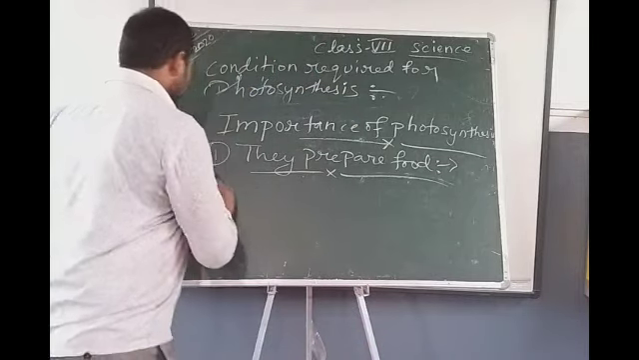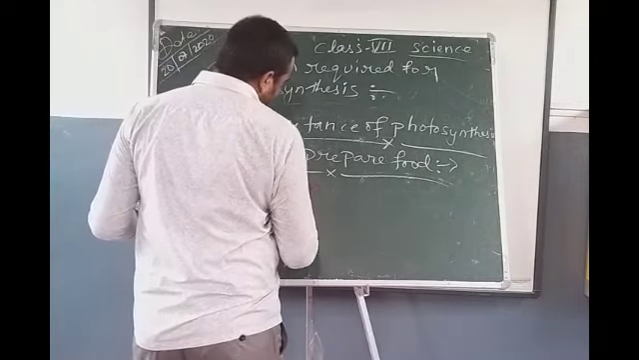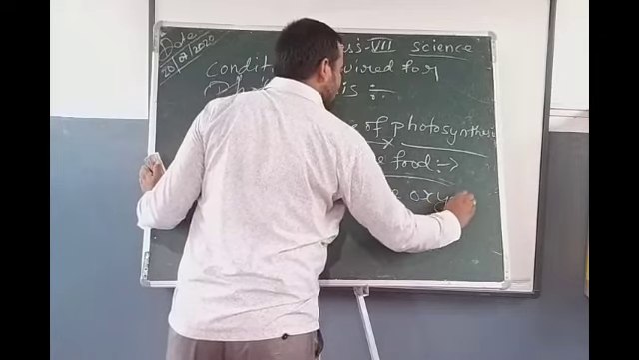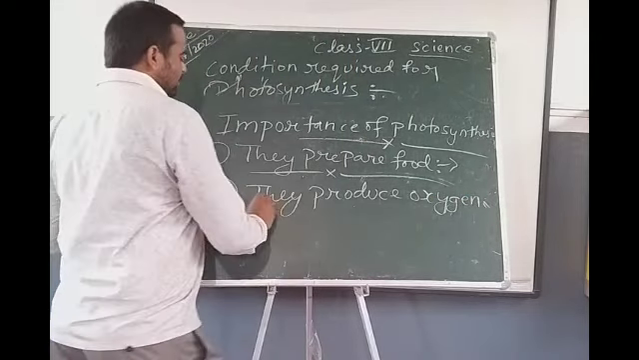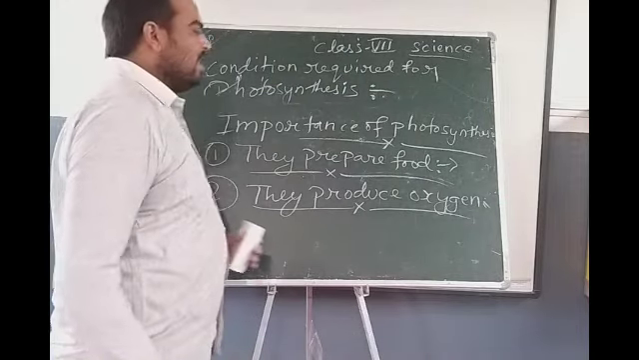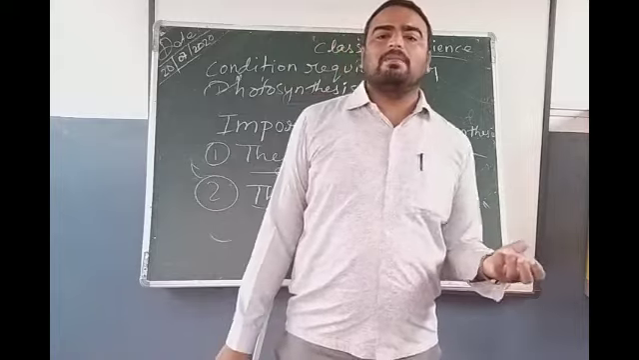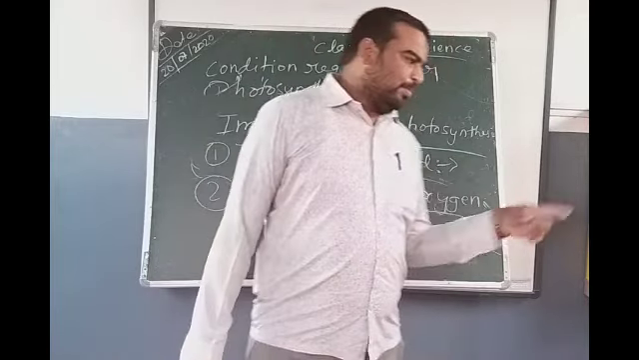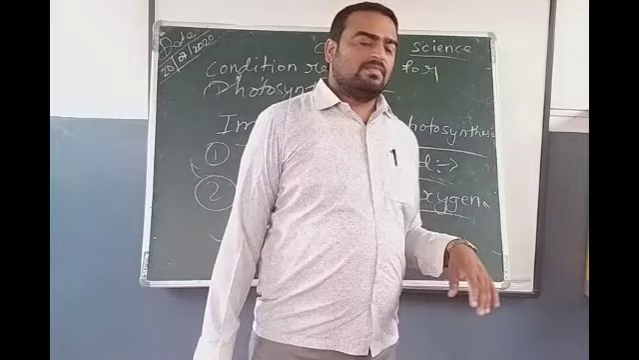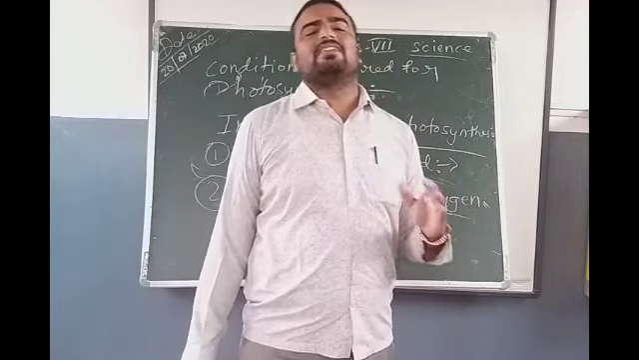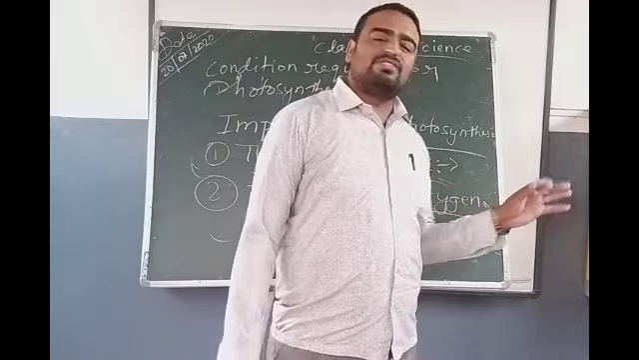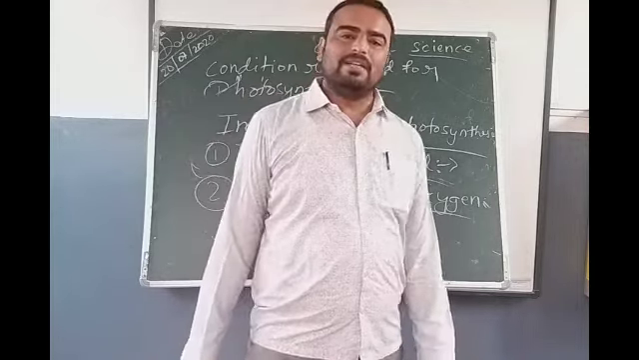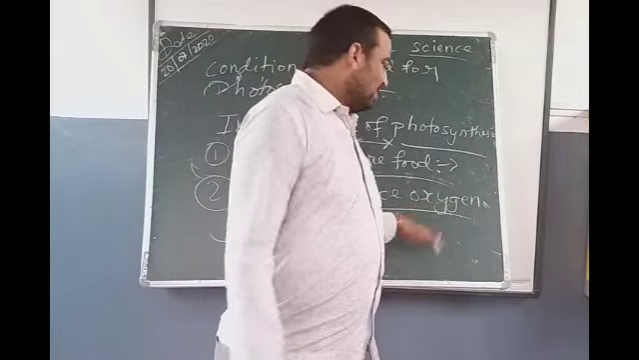Second one is they produce oxygen. When the leaves of the plant absorb carbon dioxide and make their food, in the process of making food, the most important gas released through the teeny openings of the stomata is oxygen, which is very useful for us and all living beings who are living on this earth.